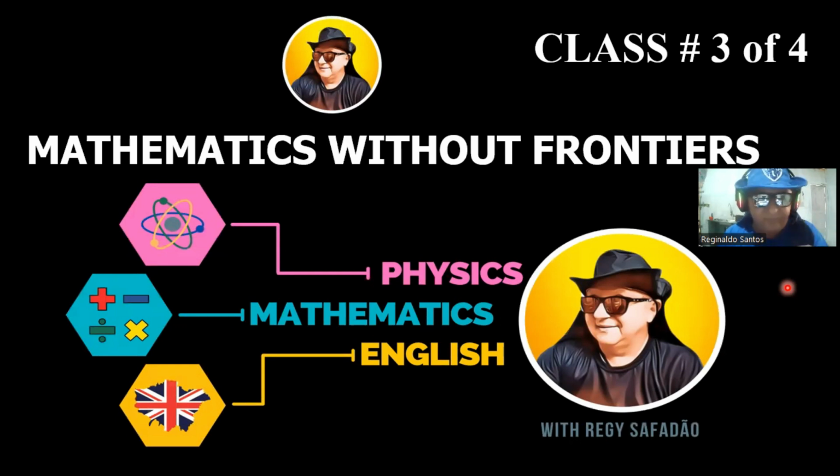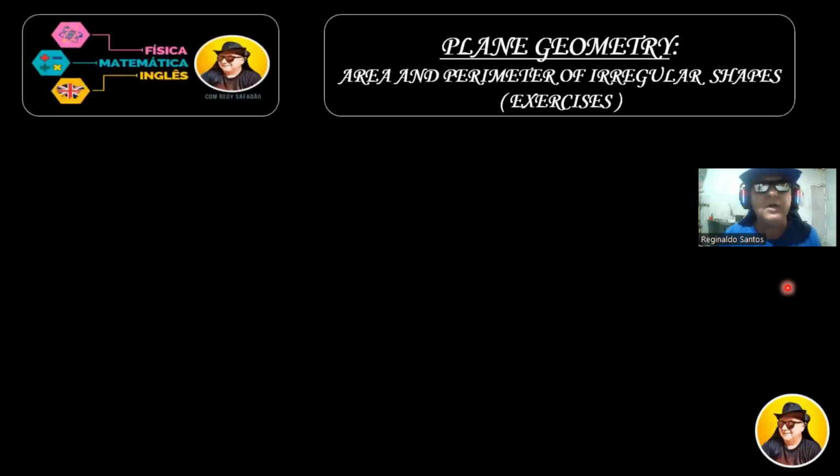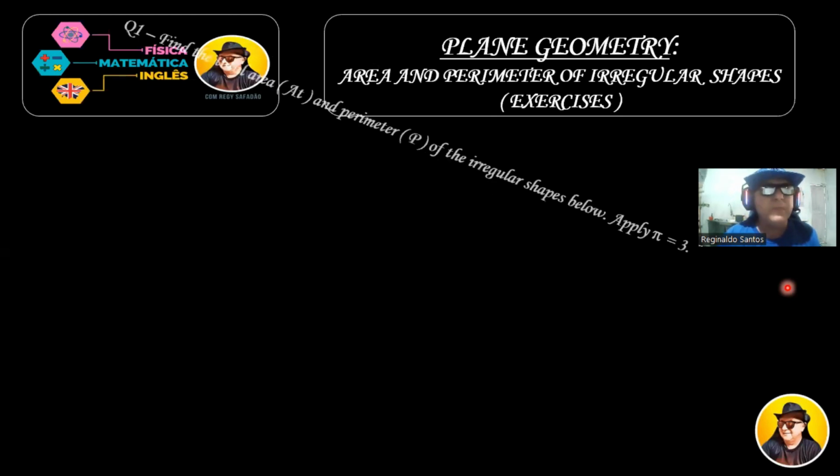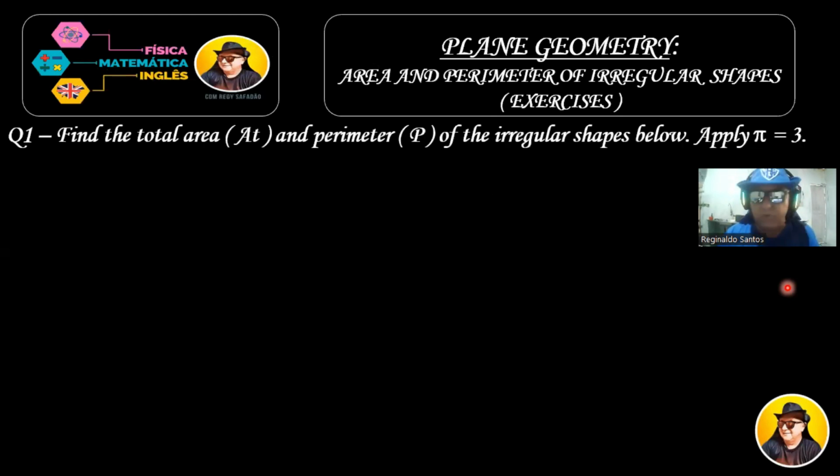Well, today we are going to keep on talking about plane geometry, and now we are going to see some exercises about the area and perimeter of irregular shapes. Okay, so let's see question number 1. Find the total area and perimeter of the irregular shapes below. Apply pi equals 3. Okay, this is important.